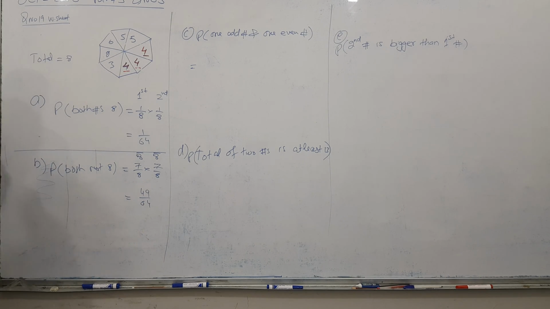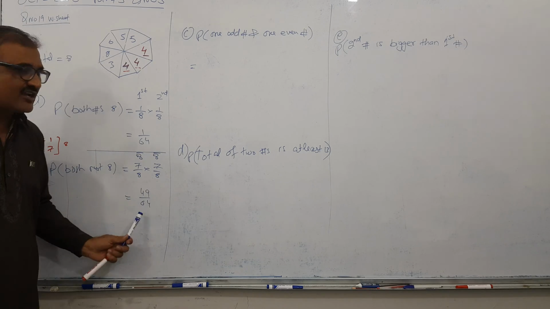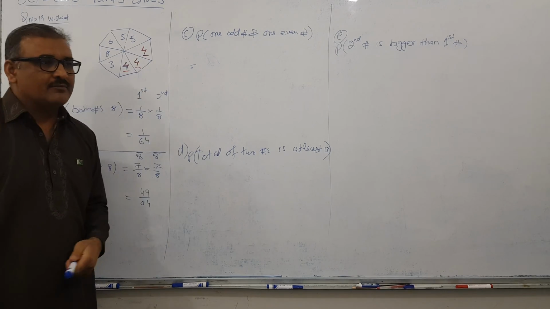Repeat again. We have an 8. The number of 8s is 1 and the not 8s are 7. So total are 8. So I can say 7 by 8 one time and again 7 by 8 the second time. Very clear. Let's go for the other one.